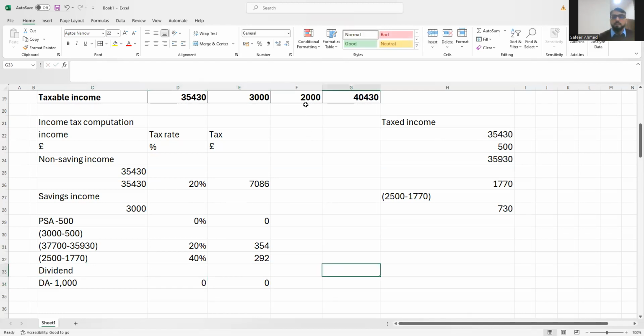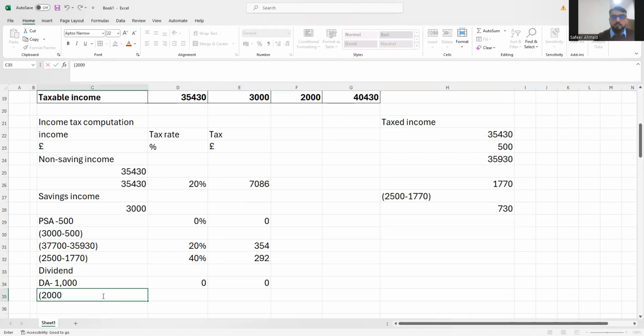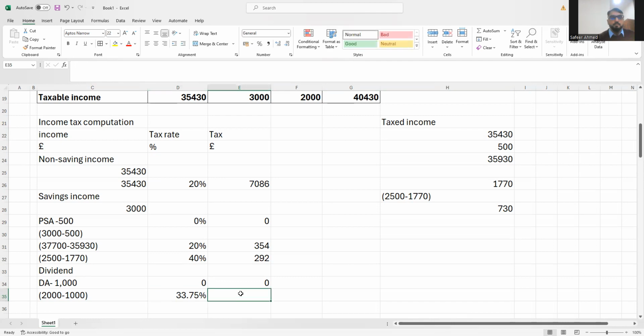And you can see the dividend income was 2,000. So anything remaining, which is 2,000 minus 1,000, will be taxed at the middle rate of dividend. So the middle rate of dividend is 33.75%. Okay, so that means that the £1,000 of dividend income will be taxed at 33.75%. So you have calculated that.